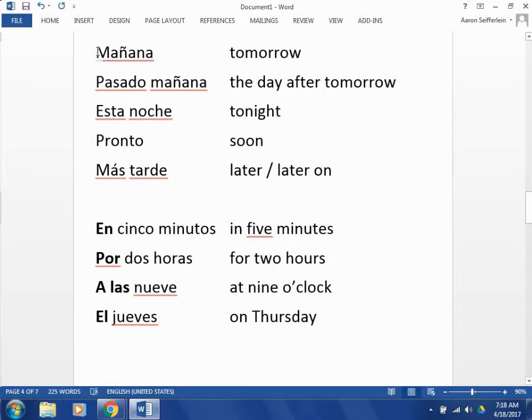We have mañana, pasado mañana, esta noche, pronto, which, contrary to popular belief in English-speaking countries, does not mean as soon as possible or right away. It just means the generic soon. Más tarde, all of these will be used as is. So, yo leeré mañana. I will read tomorrow. Ellos estudiarán esta noche. They will study tonight.